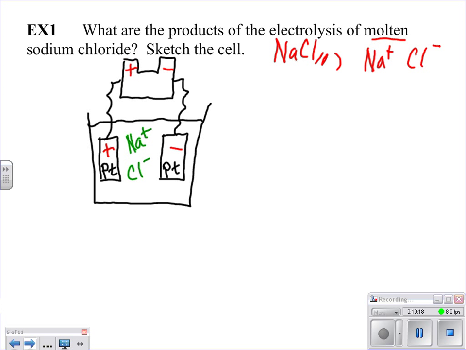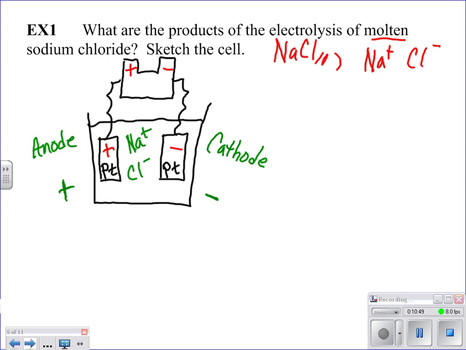So since we have said that this is the positive terminal over here, we know that this is going to be, remember, it's an electrolytic cell, and you remember that Vanna works for the EPA, so the positive is going to be your anode, whereas the negative is going to be your cathode. So that's a big difference. Let's go ahead and do some calculations.